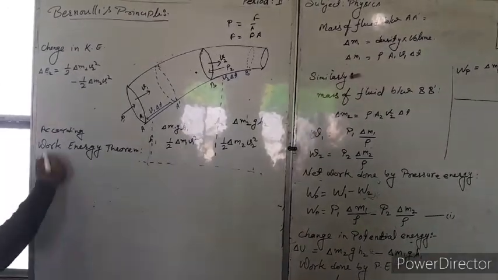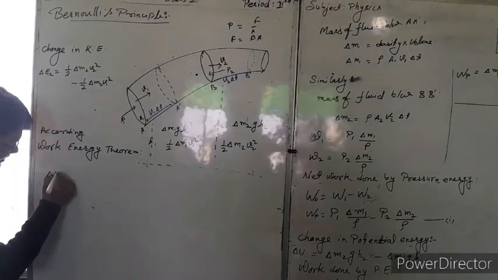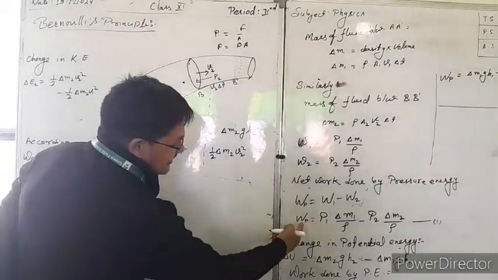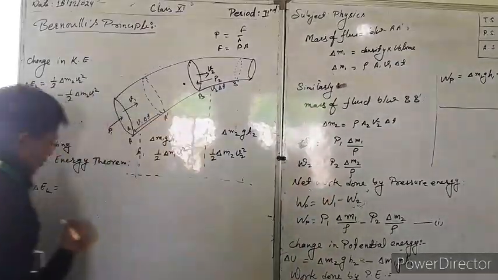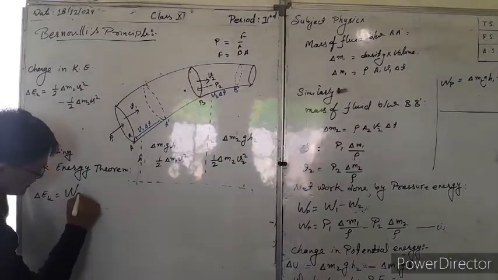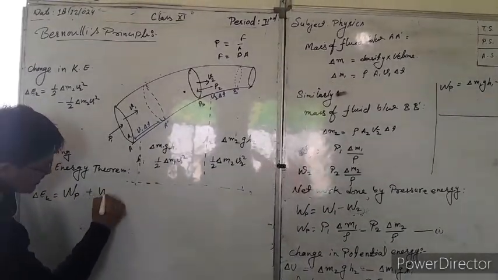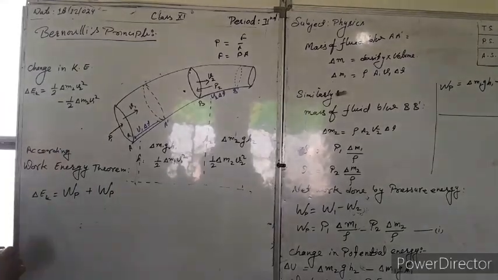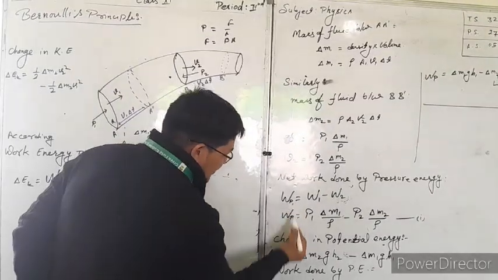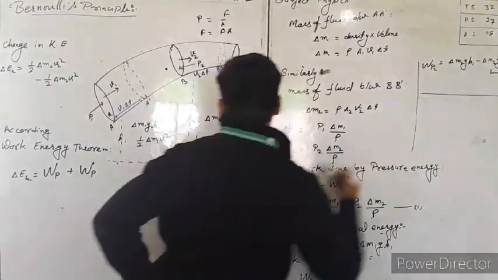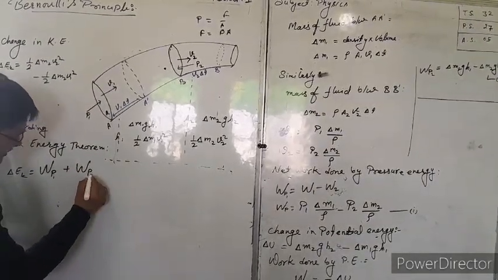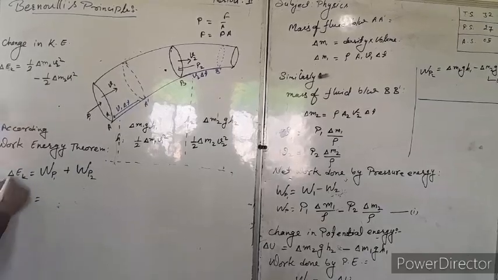So change in kinetic energy is equal to total work done, and it is the work done by the pressure energy and work done by the weight, or potential energy. There is a problem with the symbol, so we can use a different symbol for both. Suppose it is P1 and P2. So it is work done by pressure energy and work done by potential energy, or gravity, and it is equal to the change in kinetic energy.